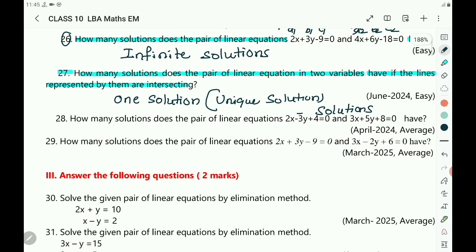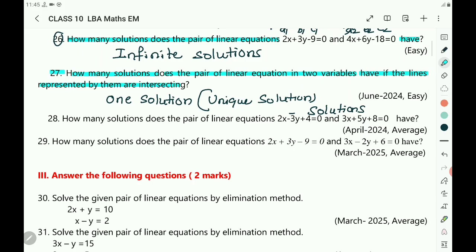Then question number 28. How many solutions does the pair of linear equations 2x minus 3y plus 4 equals 0 and 3x plus 5y plus 8 equals 0 have? Here this is A1, this is B1, this is C1. A1 is 2, B1 is minus 3, C1 is 4. Here A2 is 3, B2 is 5, C2 is 8.